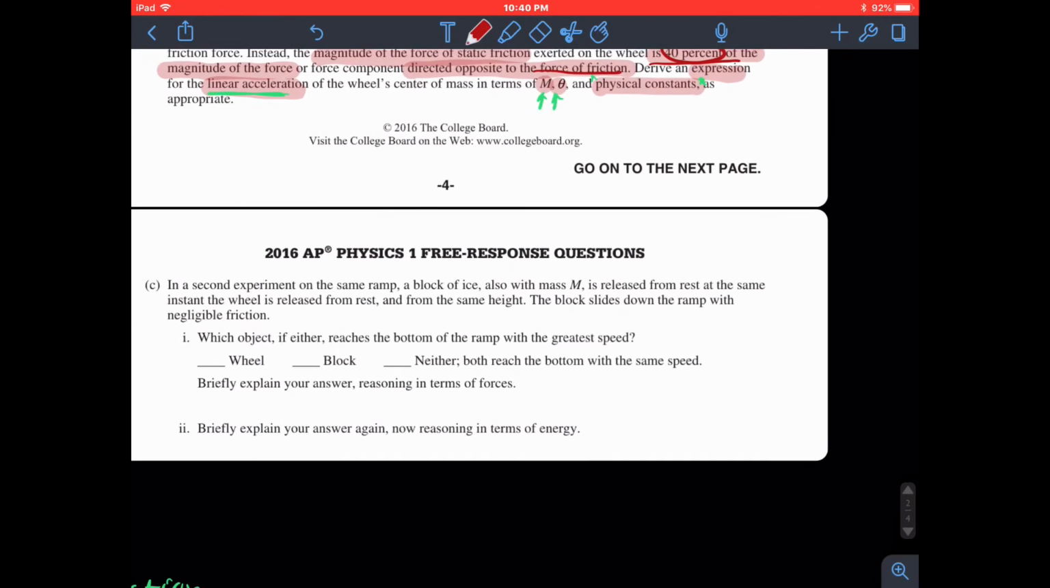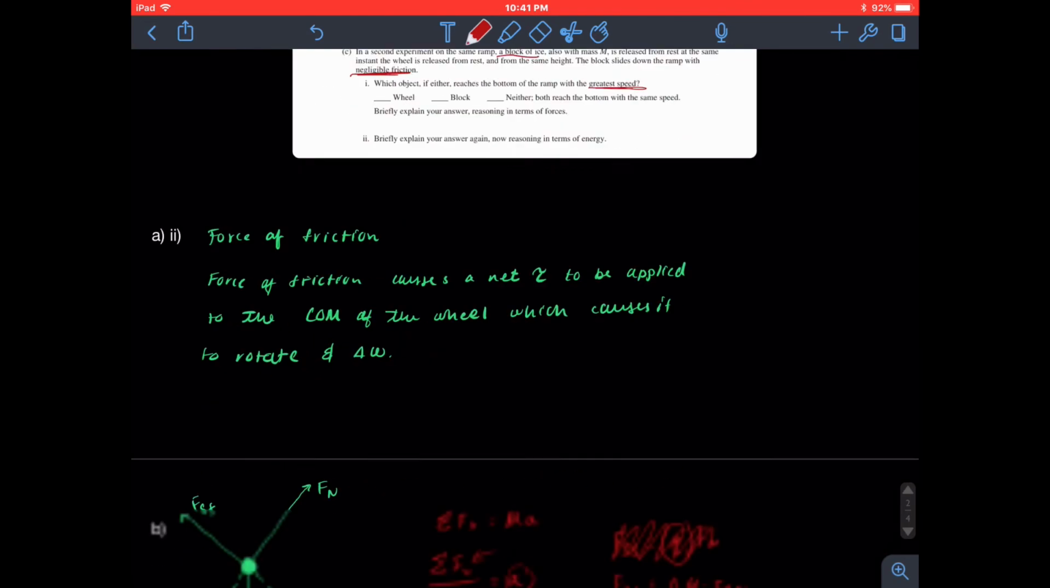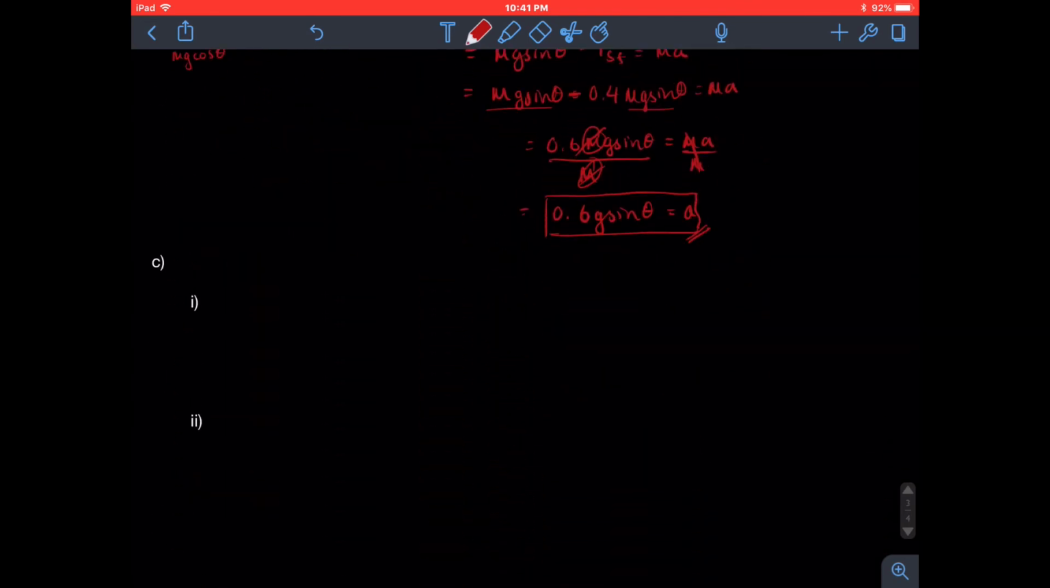In the second experiment, on the same ramp, a block of ice, also with mass m, is released from rest at the same instant the wheel is released from rest from the same height. The block slides down the ramp with negligible friction. Which object, if either, reaches the bottom of the ramp with the greatest speed? Now we're comparing a block with a wheel. Here we have the wheel, here we have the block of ice. Both have mass m, so we know that mass probably doesn't have a big factor because they weigh the same. So which one would reach the bottom with the greatest speed?